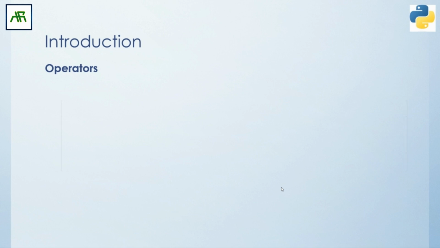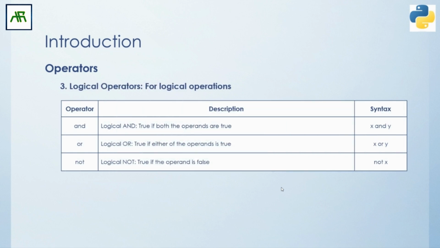The next set of operators are logical operators: and, or, and not. X and Y, if both are true, the result is true. If X or Y is true, either of them is true, the result is true. And not of X.